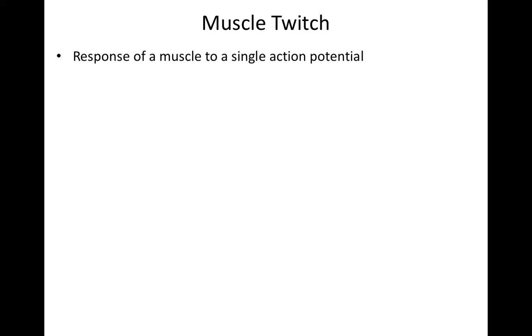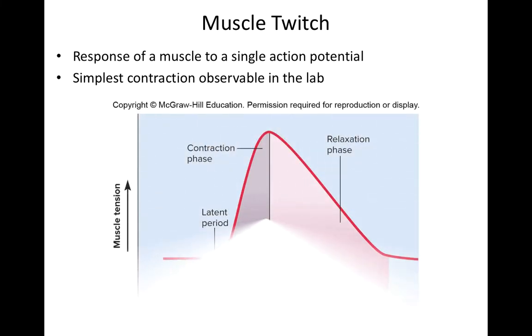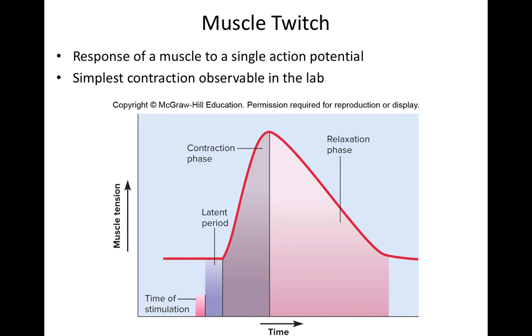So a muscle twitch is the response of a muscle to a single action potential. So a set of muscle fibers to a single action potential. This is something that is only observable in the lab because in the body there's never a point where we could isolate a single action potential. So this is something that we can only record in a lab. We use what's called a myogram to record the response of the muscle. And when we do, we can see that we end up with 3 separate phases to a muscle twitch.